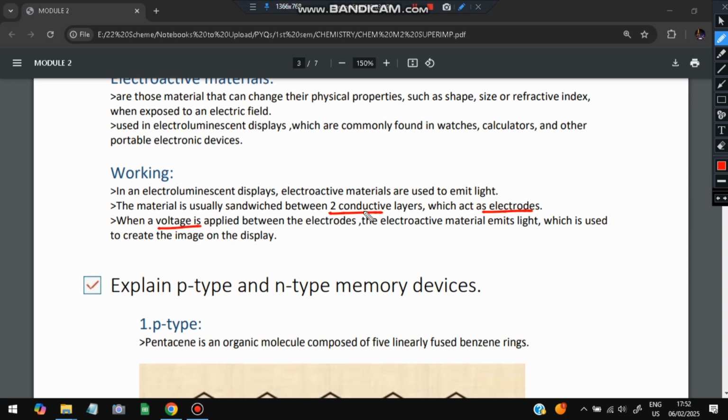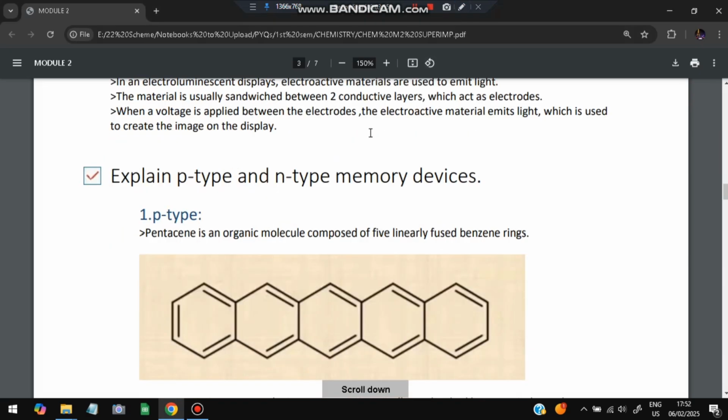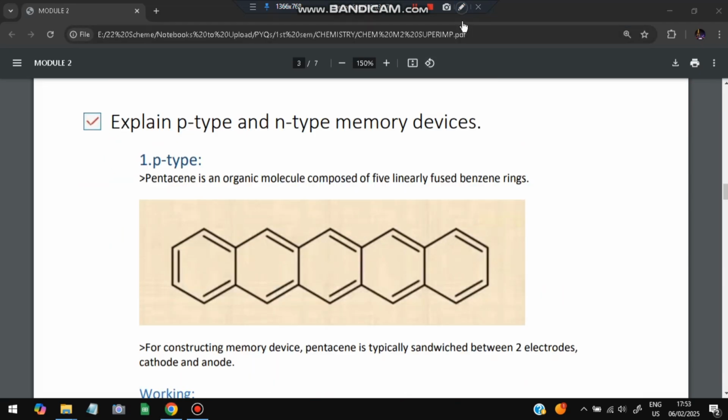When a voltage is applied between those two conductive layers, it emits light, which is used to create the image on the display. Moving on to the third experiment question, we have to explain P-type and N-type memory devices.